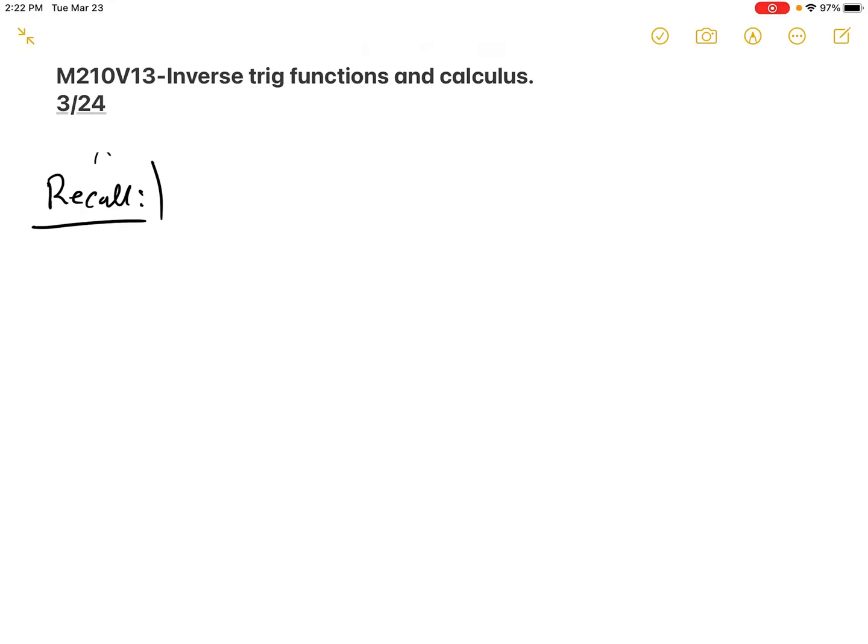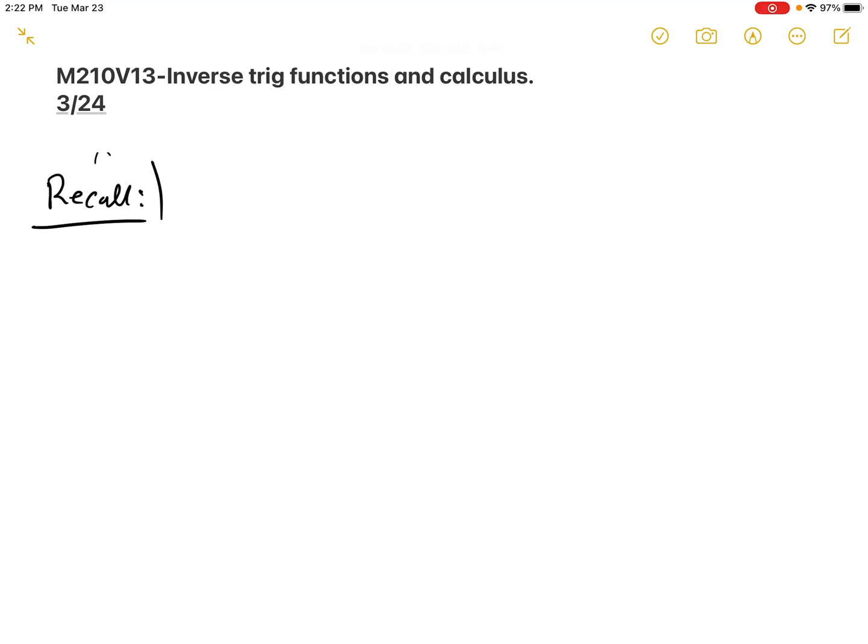Okay, we're jumping into the last section of chapter 3, and I'm excited about this because on Thursday we get to start chapter 4, which is super fun and a very different flavor from what we've been doing. But for today, we're talking about inverse trig functions and how to take derivatives and deal with those functions.